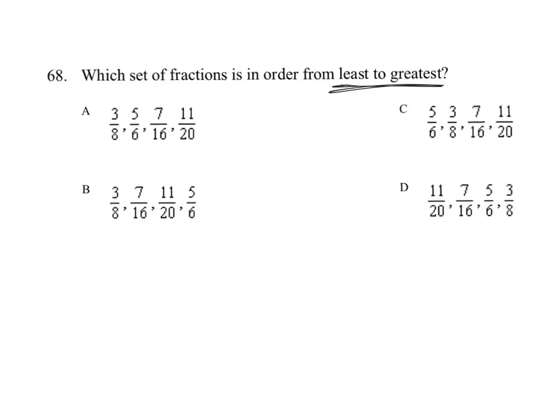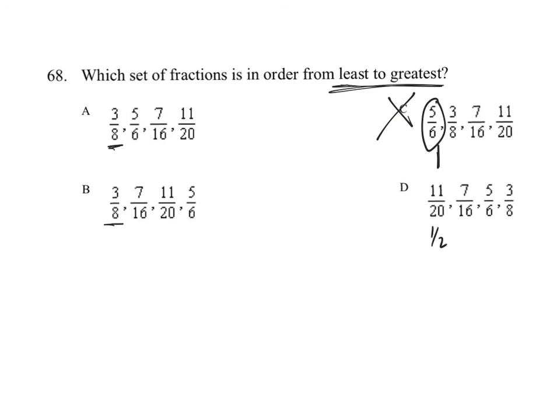So the first thing I would notice is I would look at what are my choices. So I see that A and B both have 3/8 first. And C and D have 11/20 and 5/6 first. Well, I know 5/6 is really close to a whole. So I know C cannot be the answer because this is close to 1 and all the others are not close to 1. And then I also know that 11/20 is close to half.